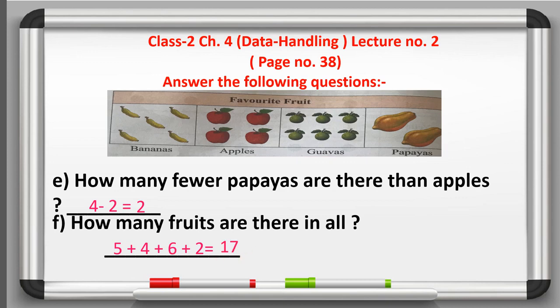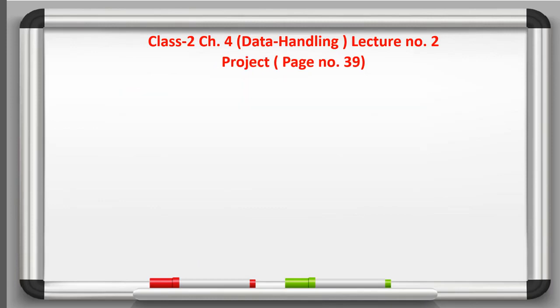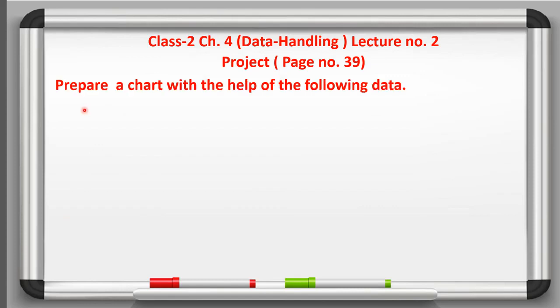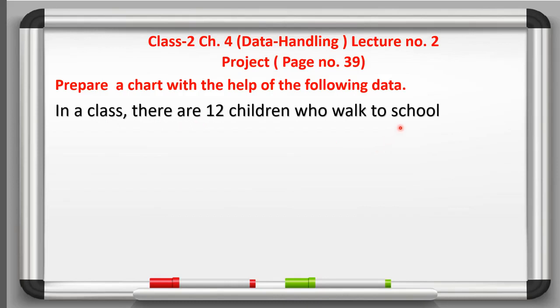Okay. Now beta we will do a project which is given on page number 39 in your book. So let's see what is given to us. Prepare a chart with the help of the following data. So here beta it is given in a class there are 12 children who walk to school.